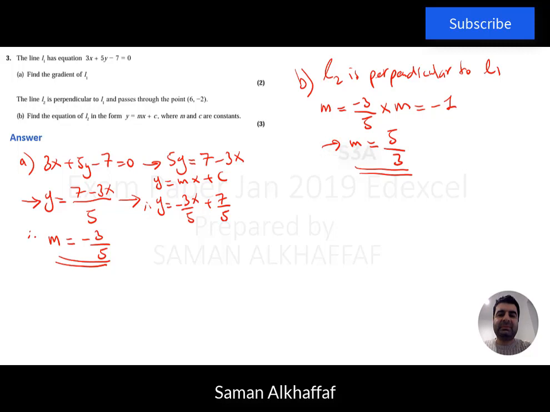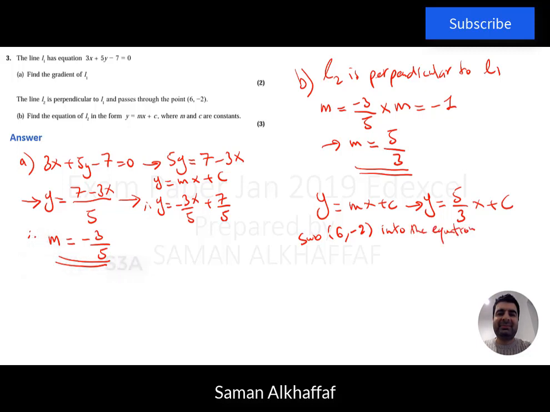So now we will sub that into the equation y equals mx plus c. That will give us y equals 5 over 3 x plus c. Now we sub in the values, so we sub 6 and minus 2 into the equation. That will give us minus 2 equals 5 over 3 times 6 plus c. That will help us to find the value of c.